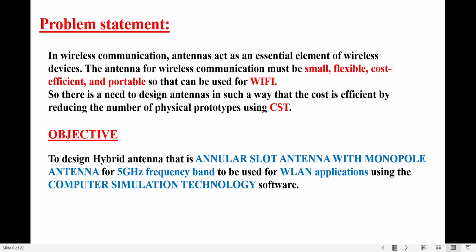So the objective is designing a hybrid antenna, that is an annular slot antenna with a monopole antenna, for the 5 GHz frequency band to be used for WLAN applications using the CST software.